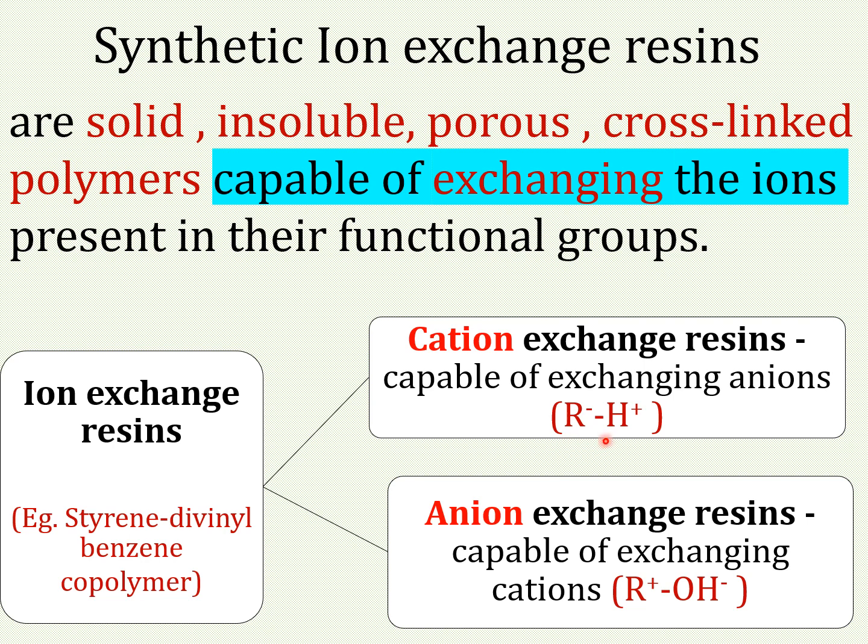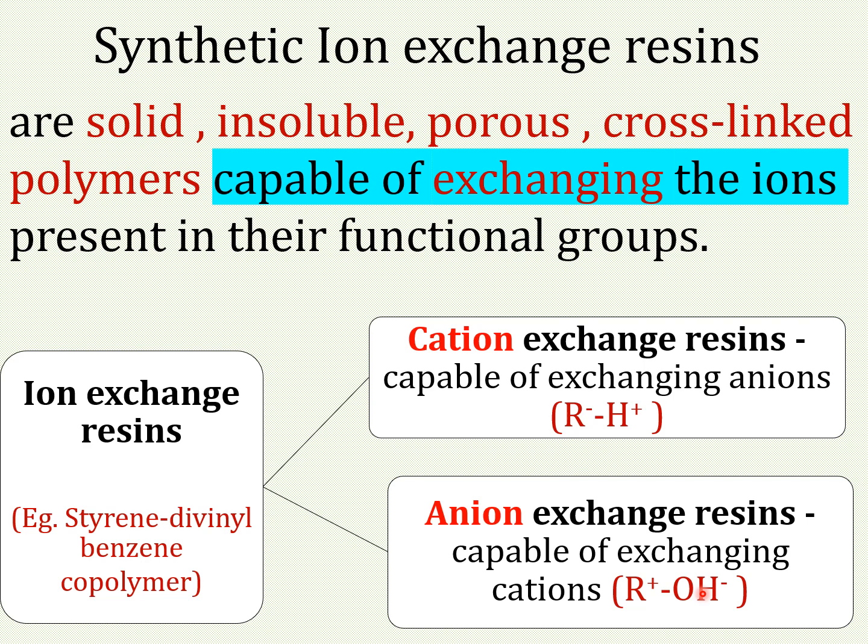Well, let's have a look at the cation exchange resin. It is represented by R minus H plus, where H plus is the exchangeable cation. Cation means positive ion, and R minus is the organic part or the polymer part. Then if cation exchange resin is R minus H plus, what would be anion exchange resin? Definitely it will be R plus OH minus, where OH minus is the anion which is exchangeable.